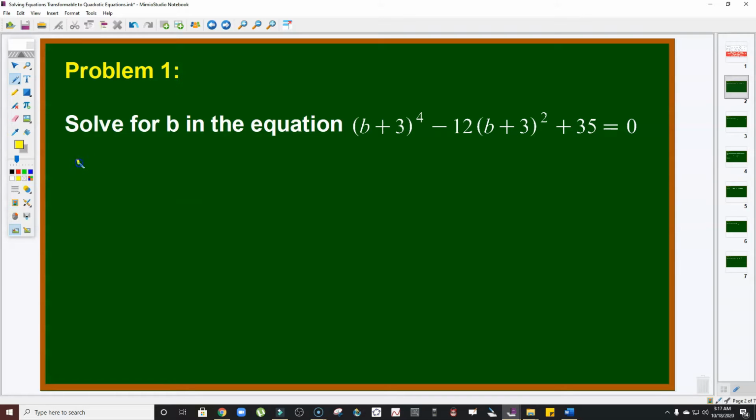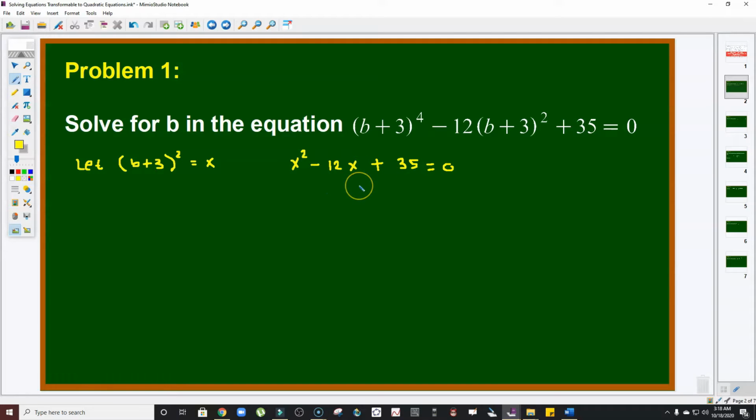Alright? So, if you're going to let (b plus 3) squared be a certain variable, let's say x, then (b plus 3) to the 4th can be expressed as x squared. See that? Okay, x squared because (b plus 3) squared raised to 2 is (b plus 3) raised to 4, right? Minus 12, and then (b plus 3) squared is simply x, plus 35 equals 0. There you go. So as you can see here, it's now down to quadratic.